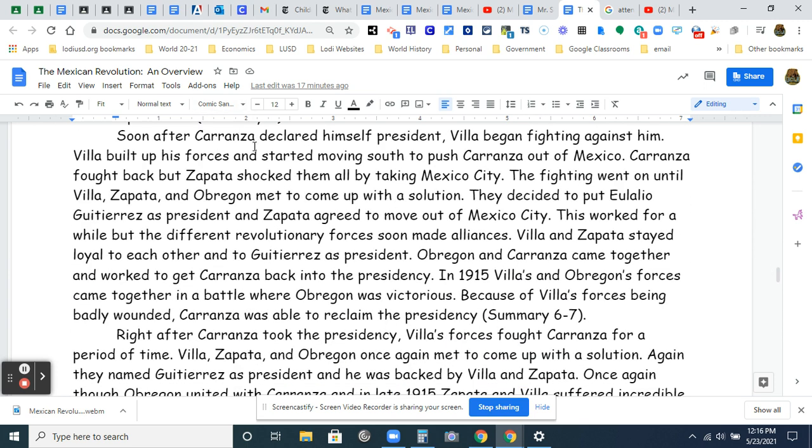Soon after Carranza declared himself president, Villa began fighting against him. Villa built up his forces and started moving south to push Carranza out of Mexico. Carranza fought back, but Zapata shot them all by taking Mexico City.